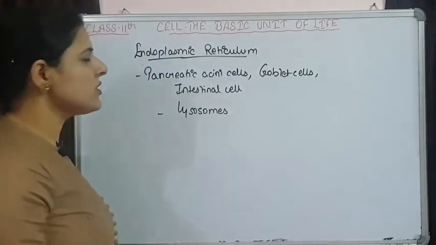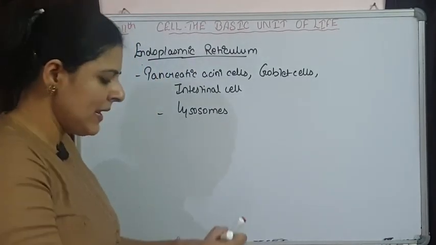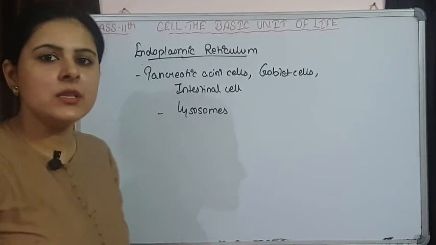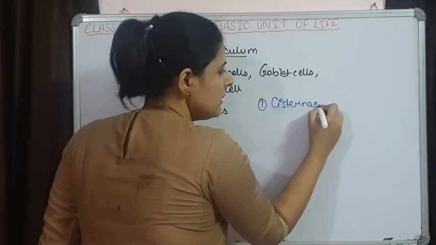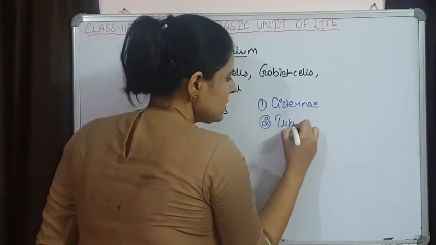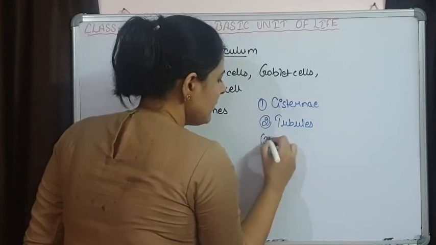And if we talk about the structure of rough endoplasmic reticulum, then there are three things that make up the structure of rough endoplasmic reticulum. Cisternae are there, tubules are present, and they have vesicles.